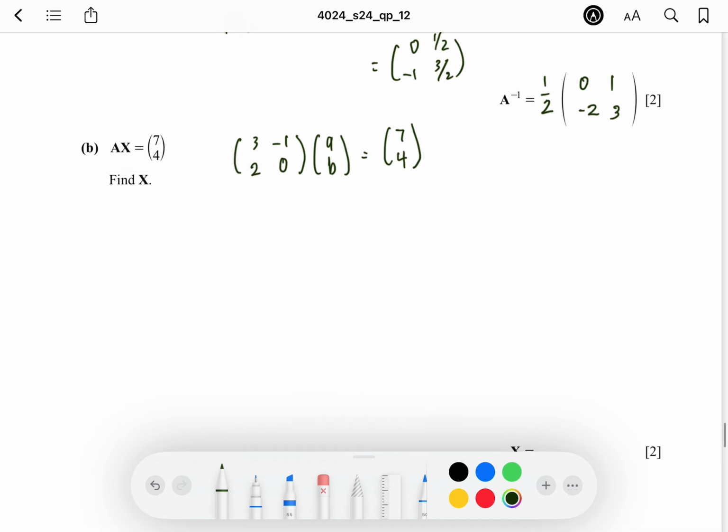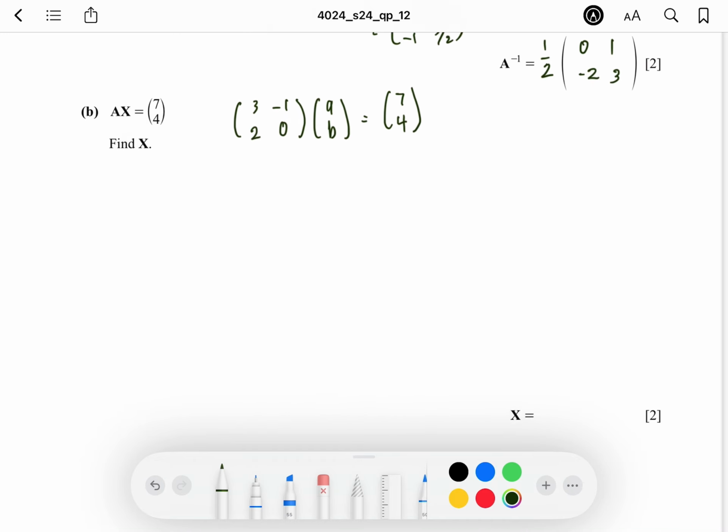Okay, so one of the things that we can do, yang straightforwardnya would be, you can replace the expression with the matrix. So matrix A with the 2 by 2 matrix. Matrix X, instead of just writing X, we know it's a 2 by 1. So we just write down the unknown as A and B, equals to 7, 4.